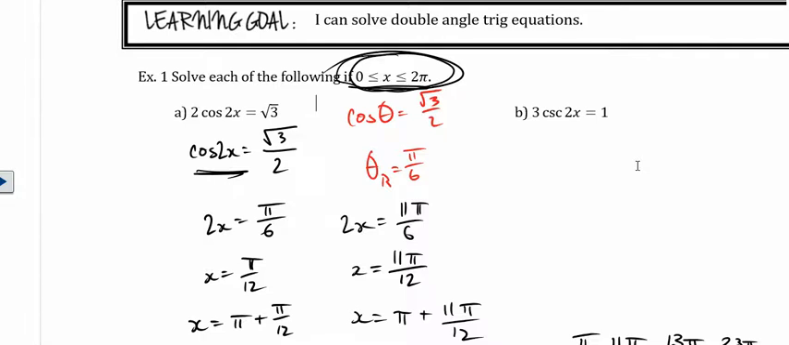Why don't you try it? What would the first step be?